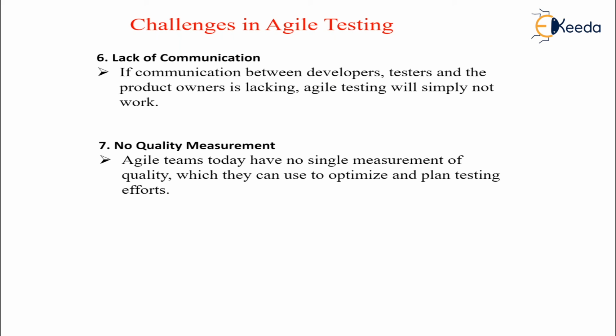Last is no quality measure. That means there are numerous metrics like unit tests, lines of code, and code complexity, but there is no clear picture of where we stand with quality. So most agile teams are like flying birds, responding to product failures or bugs. That means agile teams today have no single measurement of quality.